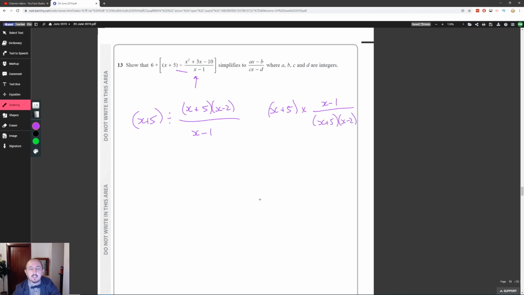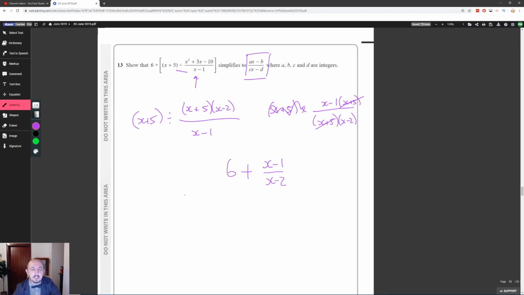And you can see that now we have this on the top of the fraction. So this would be x plus 5 times x minus 1. So I'm just going to put that there. That's the same thing. And we can now cancel. So we have x minus 1 over x minus 2. And we have the 6 plus that whole thing. Okay? We need it as a single fraction.